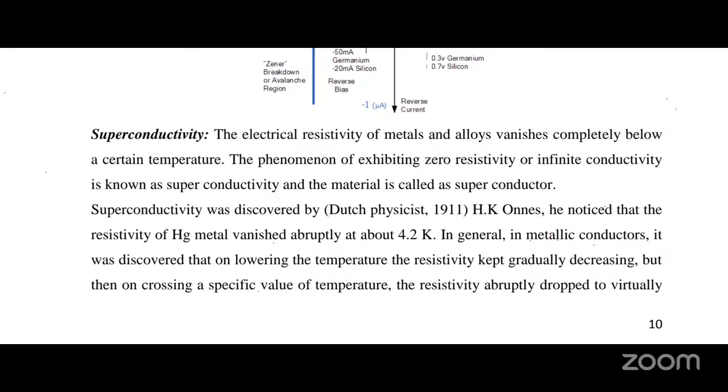Generally, how do we write the conductance? Conductance is the reciprocal of resistance, 1 by R. If resistance becomes zero, then the conductance becomes infinity. Whatever material whose resistance approaches zero, that material shows infinite conductivity.